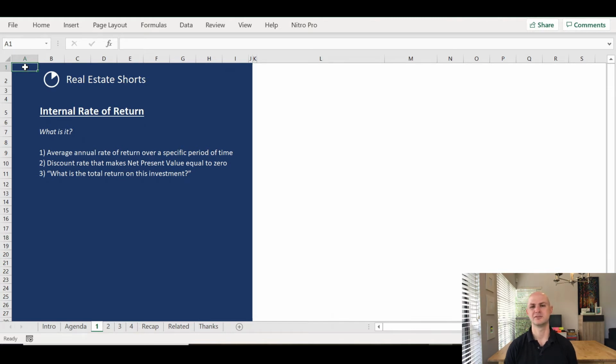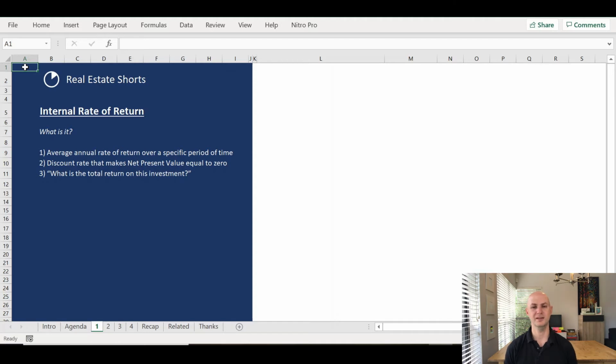All right, so to kick things off, let's first define what the internal rate of return is. And so let's get the academic side out of this first. Academically, IRR is defined as the discount rate that makes the net present value of an investment equal to zero. I completely understand that that doesn't mean much to a lot of folks. So I think the better definition is, let's call it the layman's definition, the street definition, the non-academic definition, and that's the average annualized rate of return of an investment over a certain period of time.